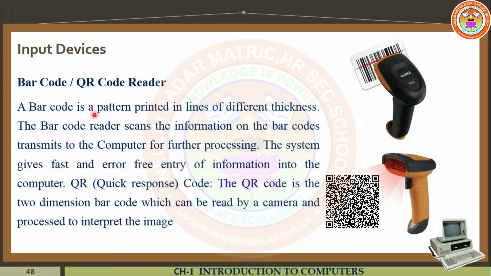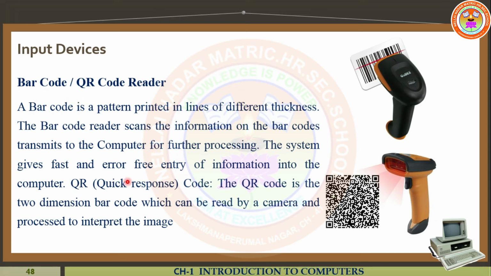So what is the purpose? A barcode is a pattern printed in lines of different thickness. The barcode reader scans the information on the barcodes and transmits it to the computer for further processing. The system gives fast and error-free entry of information into the computer. So that is the main purpose of the barcode reader.